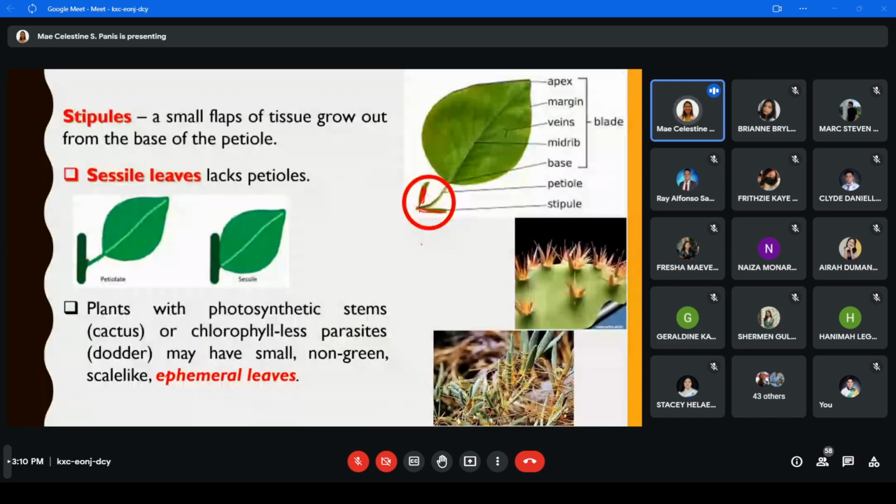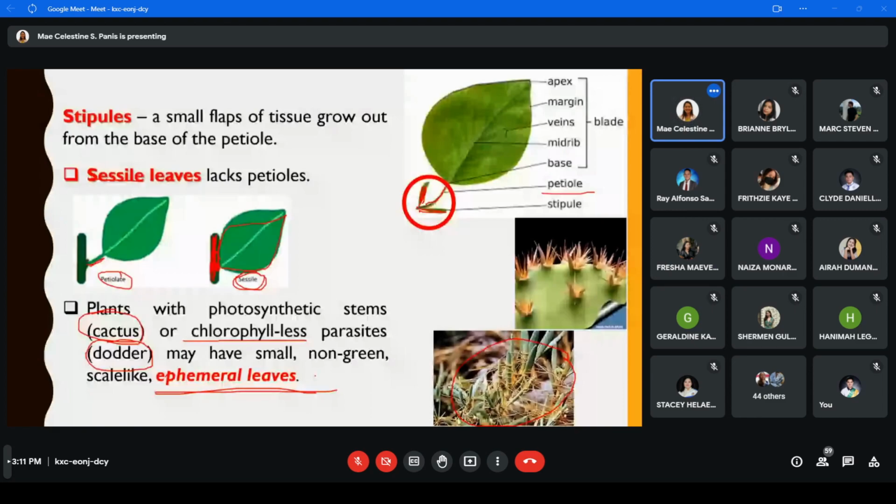Next is plants with photosynthetic stem, such as cactus, or chlorophyll-less parasites such as dodder. Ano yung mga dodder? Parasitic vines. Example, ani is this one. Parasite siya, mo sapaw siya sa isa ka plant where iyahang ginakuha ang mga nutrients dito sa plant. Okay? And these kind of plants, naa sila, meron silang ephemeral leaves. Okay? These ephemeral leaves will not last long. So short-lived leaves lang ni sila. So mawala lang ni sila, mamatay ni sila ang mga leaves. That's the ephemeral leaves.